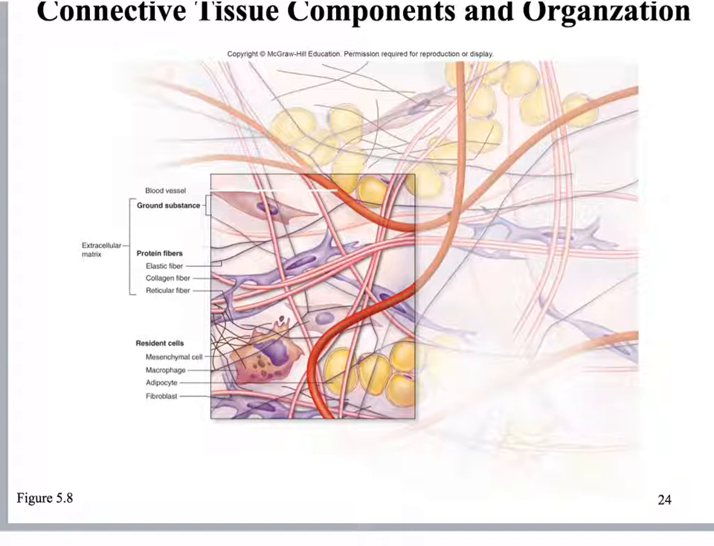Okay? And this is kind of the thing that brings them all together. Resident cells versus, a macrophage may or may not be a resident cell, right? The fat cell will be, the fibroblast will be, the mesenchymal cell will be, right? But the macrophage can kind of come in and out. You have your fibers, your ground substance is everything else in between those fibers, and you have cells that are present, separated by that ground substance.